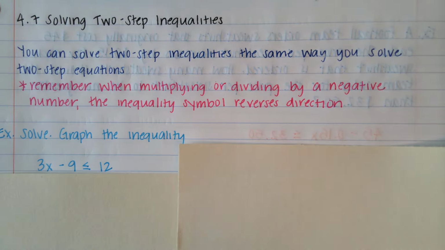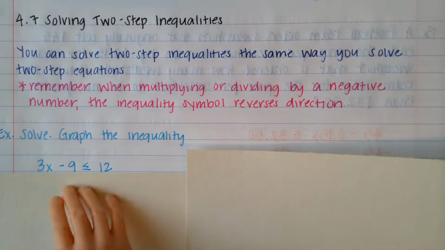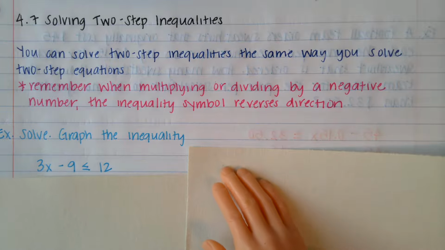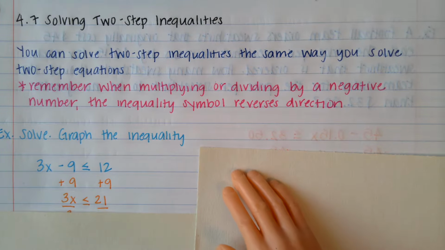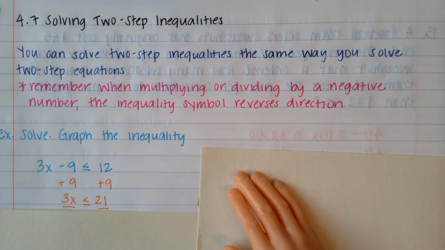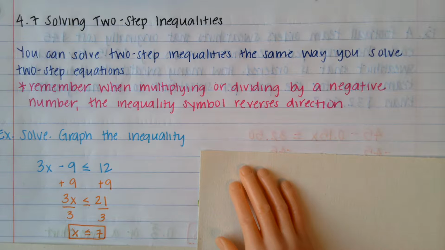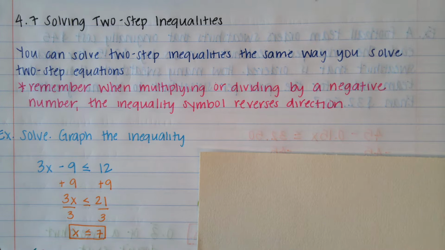For 3x minus 9 is less than or equal to 12, I need to move the 9 first because it does not have a variable. So we're going to add 9 to each side, and then we get 3x is less than or equal to 21. Then to get x all by itself, divide by 3, and we get x is less than or equal to 7. And since x is less than, it's to the left, and or equals to is a closed dot.